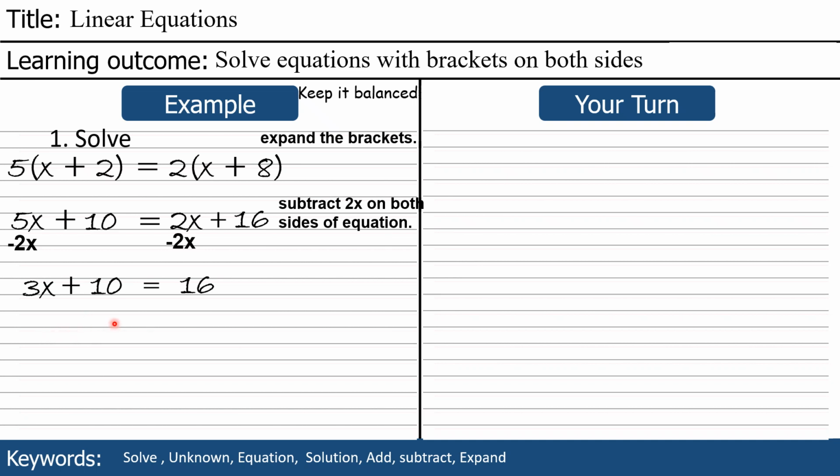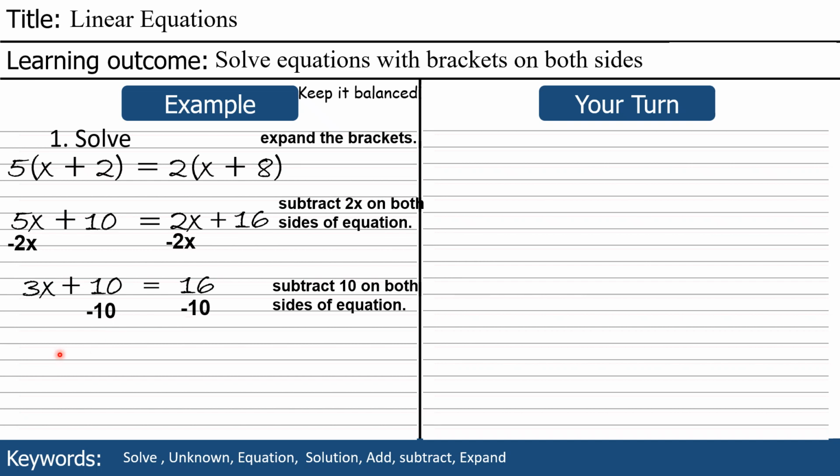So now we undo the last thing that was done to x. Here we have x multiplied by 3 add 10 equals 16. And the last operation that was done to x is add 10. And the reverse of add 10 is subtract 10. We subtract 10 on the left hand side of the equation, and we subtract 10 on the right hand side of the equation as well.